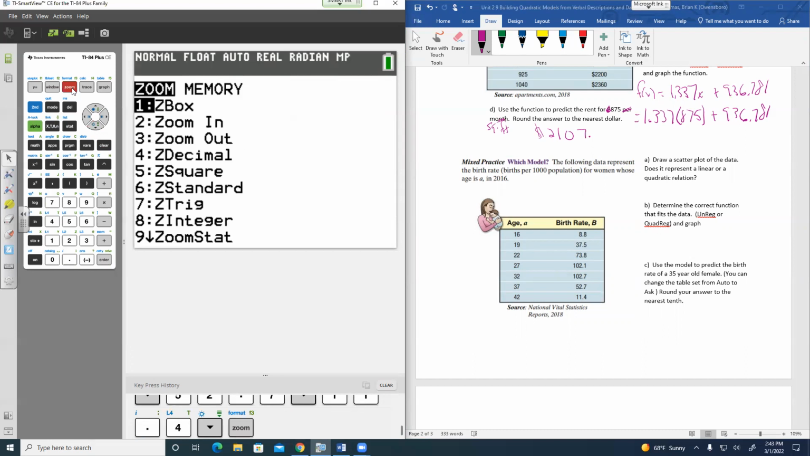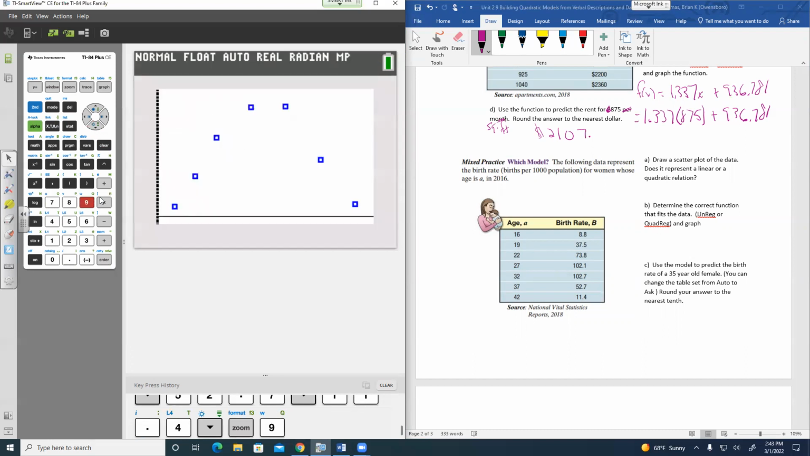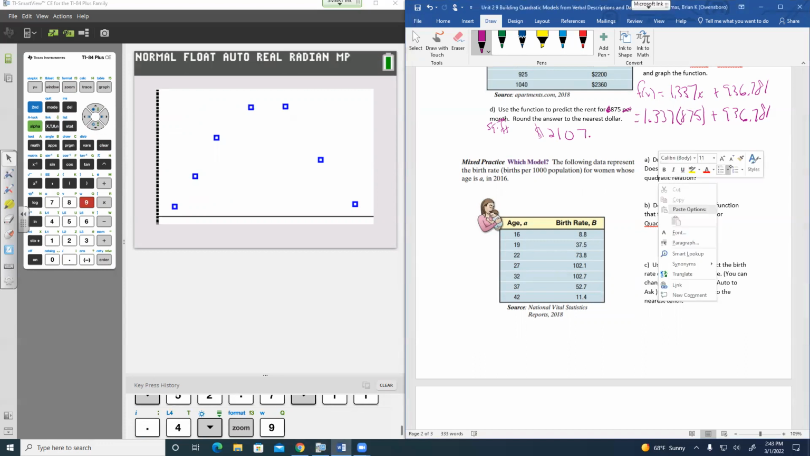So if we hit zoom and choose number 9, notice how it fits the data for us. And it looks very much quadratic there. So if we draw the scatter plot of data, does it represent a linear or a quadratic relation? It looks very much quadratic. So determine the correct function. So we're going to use the quad regression.